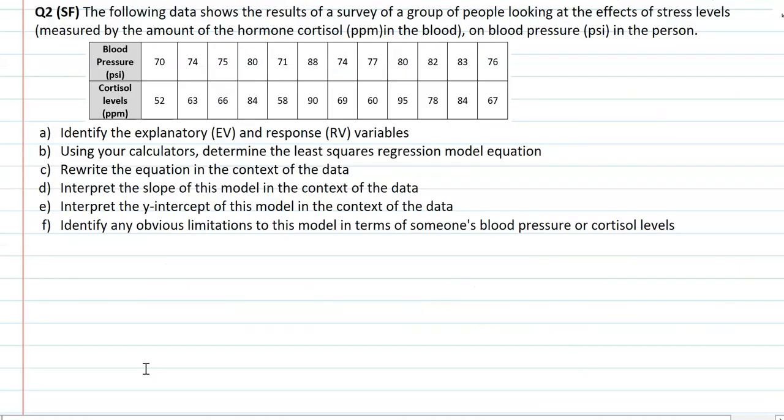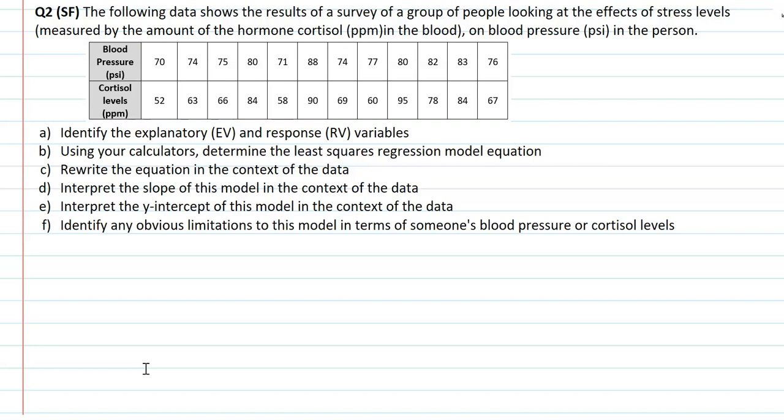Moving on to example question 2, we've got data showing the results of a survey on a group of people looking at the effects of stress levels, which is measured by the amount of the hormone cortisol in the blood, on blood pressure in the person. So we've got some data there, looks like 12 bits of data.